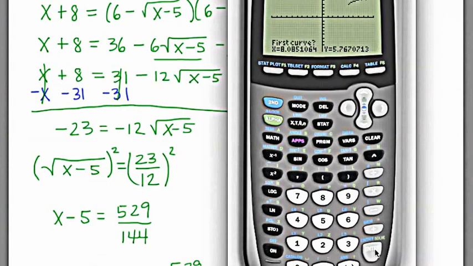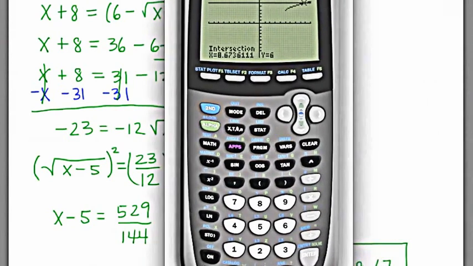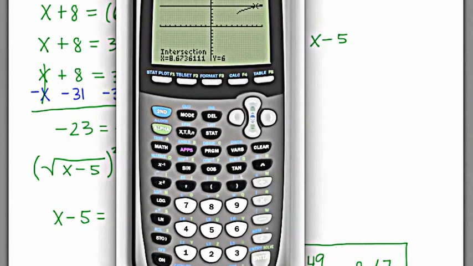We can do the intersection. Enter, enter, enter. And the intersection, as you can see, is at 8.67, which is exactly what we got when we did it by hand.